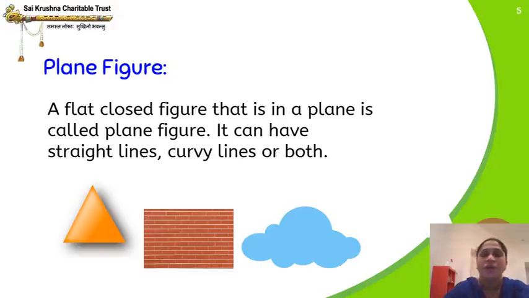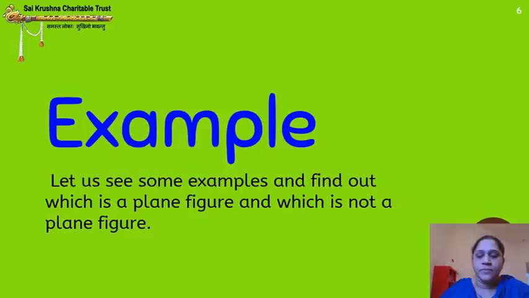A flat closed figure that is in a plane is called a plane figure. So when you see these images, all these are plane figures because they are all closed. There is no open end. And for a plane figure, you can have straight lines, you can have curvy lines, and you can have both straight and curvy lines.